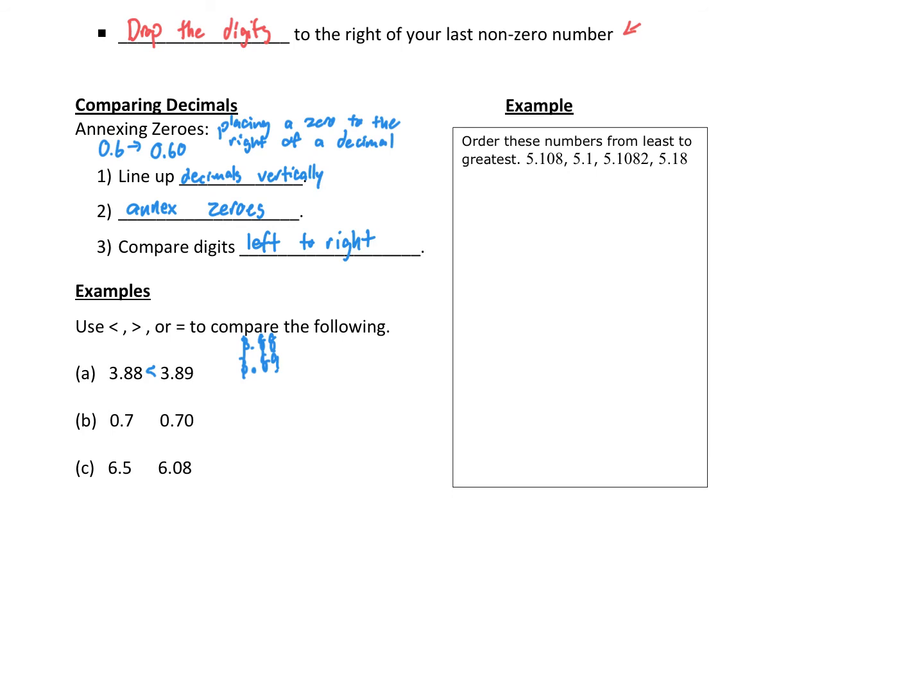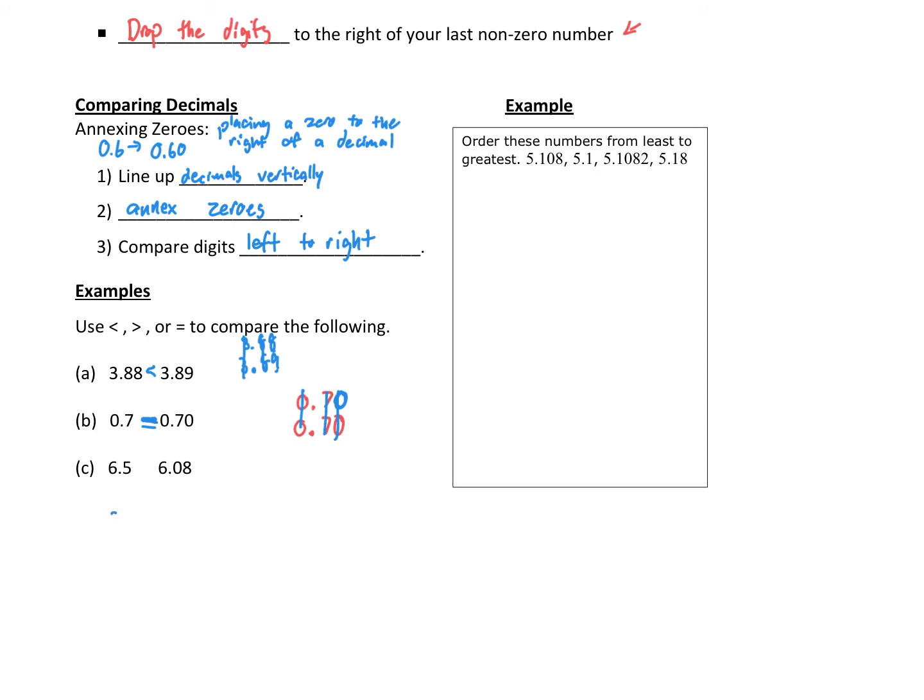Okay, example B now. 7/10 or 70/100. We line up the decimals vertically. Then we annex zeros as necessary. Ooh, we do want to annex a zero. The second one has a 0 in the hundredths, so we're going to annex a 0 to 7/10. Okay, so now we're going to compare left to right. Same, same, same. These two are equal. 7 dimes is the same as 70 pennies. That looks too squiggly. We don't want it squiggly. Straight line.